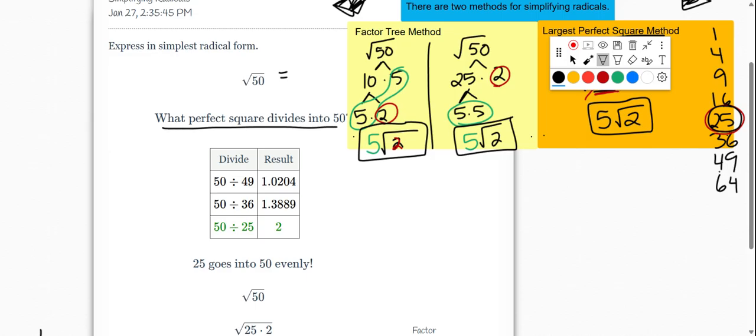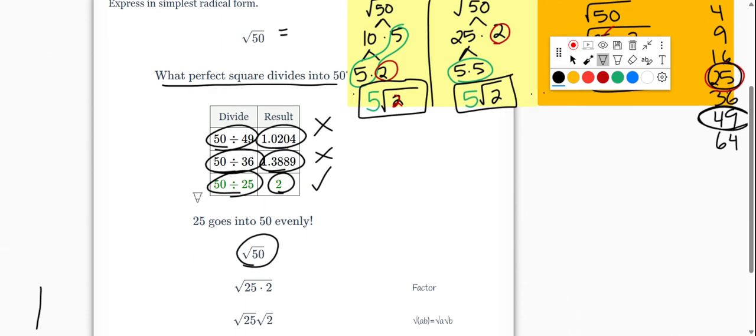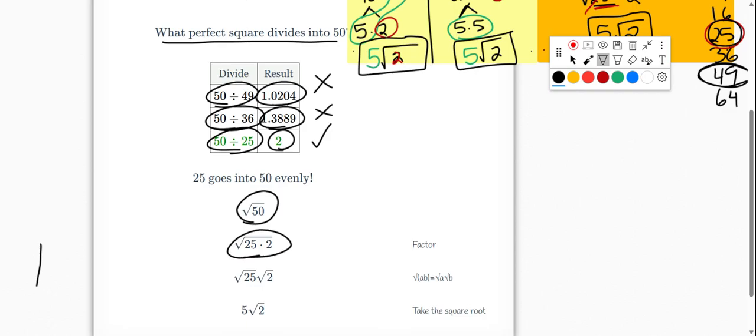And they even started way back here at 49. They said 50 divided by 49 is a decimal, no good. 50 divided by 36, 36 being another perfect square, is a decimal, no good. 50 divided by 25 is 2, ding, ding, ding! That's how we know to break our 50 down into 25 and 2.